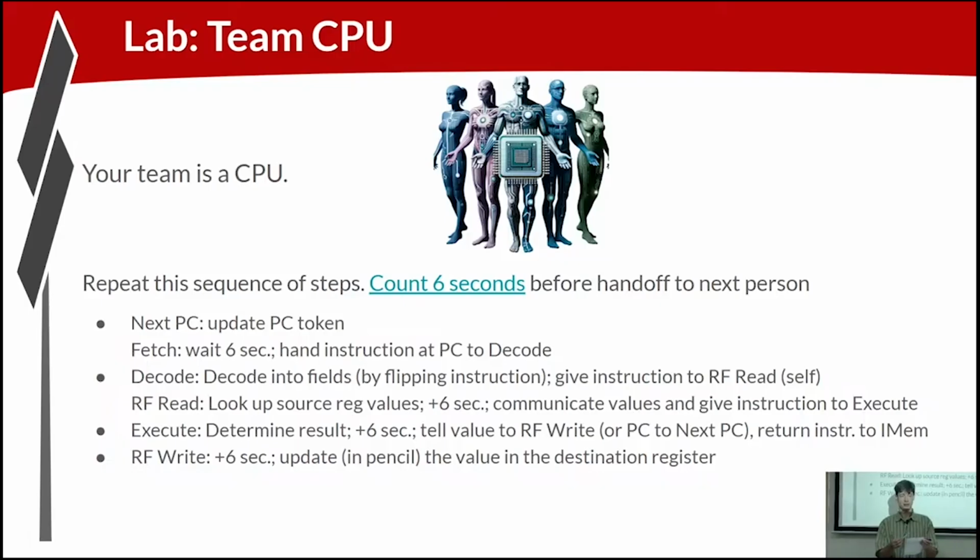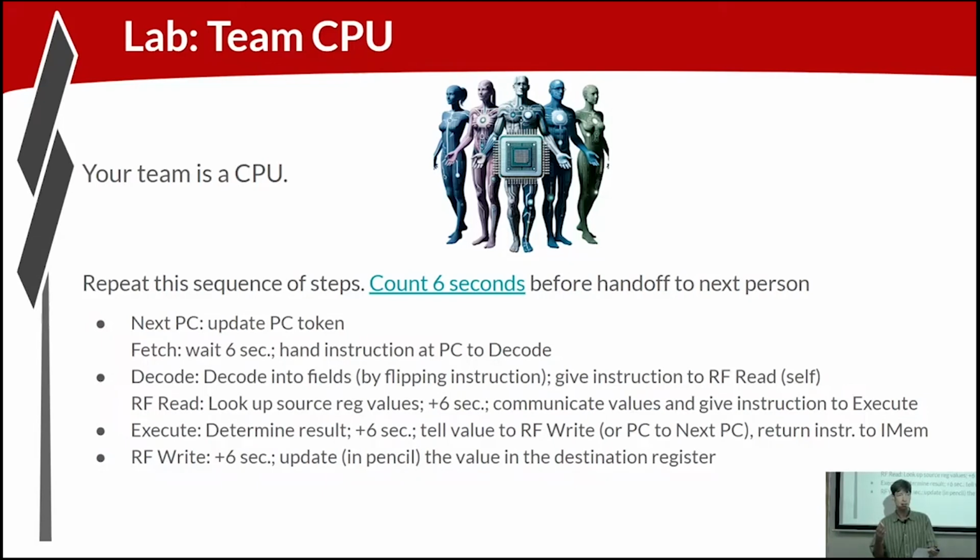Now I'm decode. I'm going to flip the card, figure out what the instruction is. I'm also going to read the register file. So I have add with sources x0 and x0. I look at my register file card. Those are 0. So I tell execute now at the clock, I say perform an add of 0 and 0 and write the result to x4.